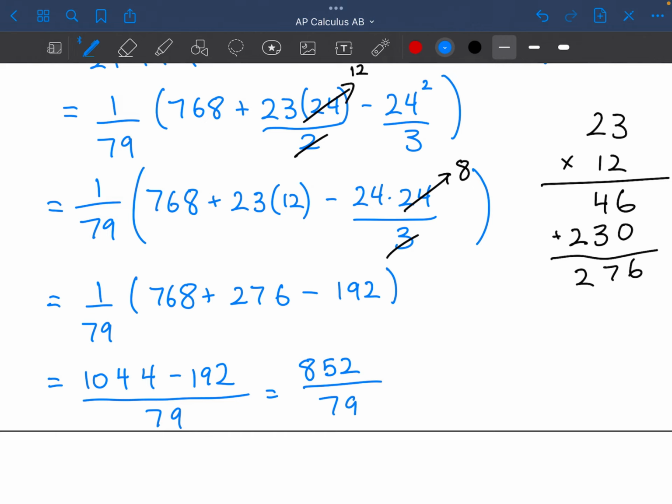Does 79 go into 852? That'd be kind of cool if it did. I'm trying to think. If it did, what would be 79 times 5? Oh no, it has to end with a 2, right? So the only thing that ends with a 2 when you multiply by 9 is 7, and that's the only one, right?